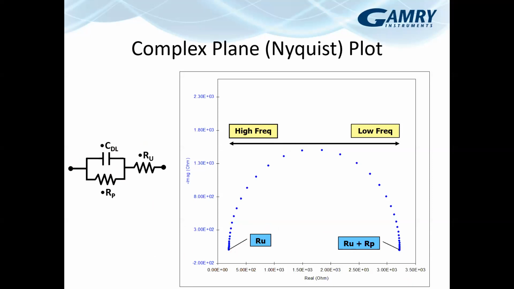So at the high frequency limit, we are down here. We're at 0 on the imaginary, and all of the impedance we're measuring is real, and it's equal to RU only. As we go through lower and lower frequencies, we start to see the capacitance pushes this up into the negative imaginary direction, until we get to low enough frequencies where all of the current again is flowing through the two resistors only. We're back to 0 on the imaginary, and our real impedance is the sum of RU and RP.